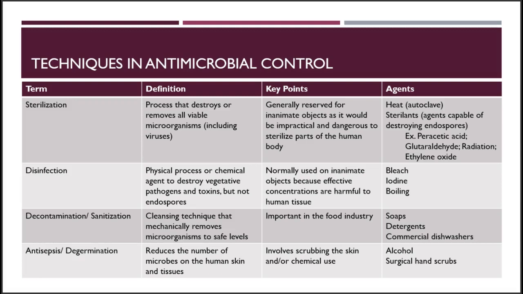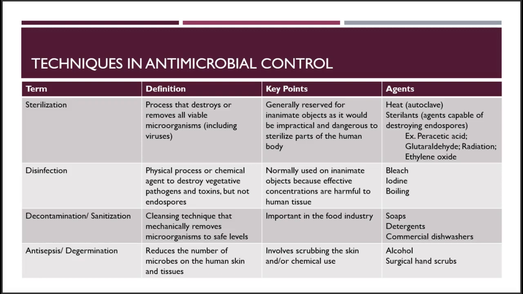Some examples of sterilization are high heat. If you're familiar with an autoclave, it uses incredibly hot steam in order to sterilize tools, glassware. It's how we sterilize biomedical waste. And then there are some chemical sterilants that we can also use that are capable of destroying endospores. And there are some examples there: ethylene oxide, peracetic acid, glutaraldehyde, and some types of radiation can also be sterilants.